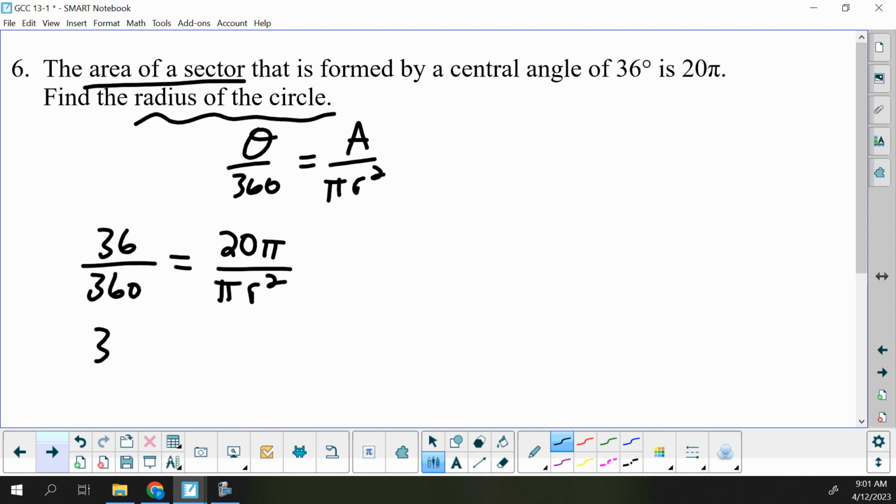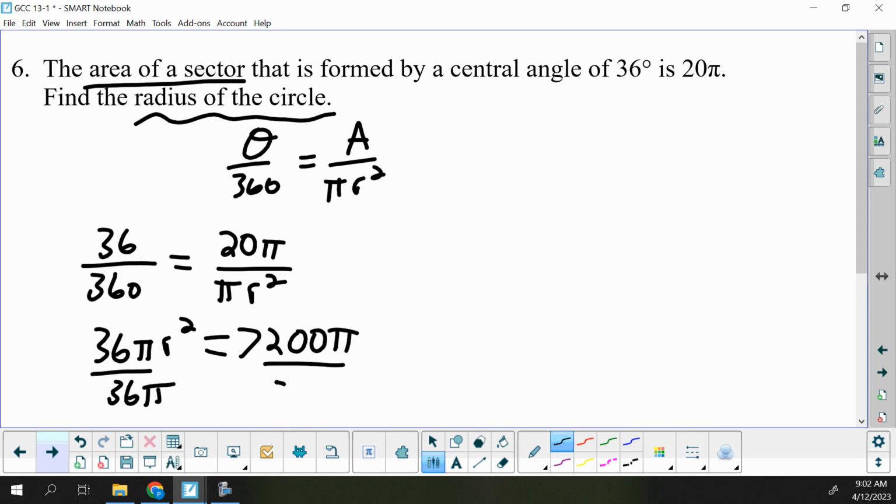We'll cross multiply, we'll get 36 pi r squared equals, when we cross multiply the other way, we're just going to be tacking the pi on the end. So multiply the numbers out, we get 7,200 pi. We're going to divide both sides by 36 pi. And this will give us r squared equals 200.